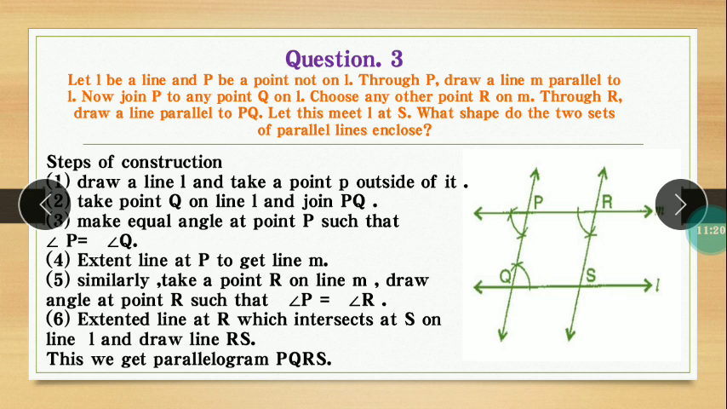And what is the specific property of this PQRS? The specific property of PQRS is that PR is parallel to QS and PQ is parallel to RS. When both pairs of opposite sides are parallel, this quadrilateral is a parallelogram. So PQRS is a parallelogram.